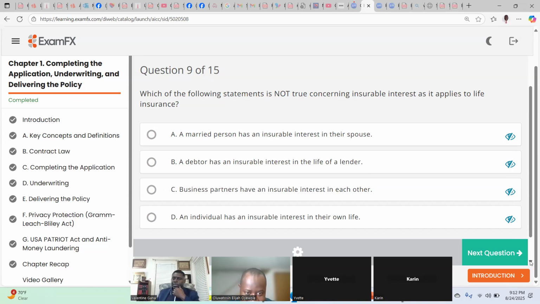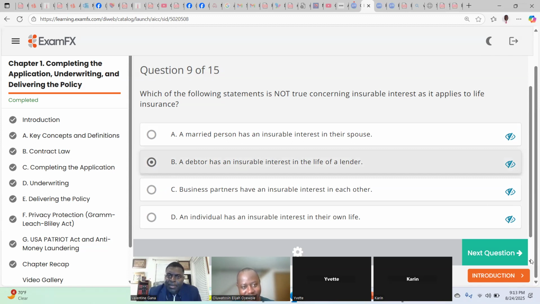I think B, debtor has an insurable interest. It should be a lender having an insurable interest in the debtor. Very true. You're right. So a debtor has an insurable interest in the life of the lender.